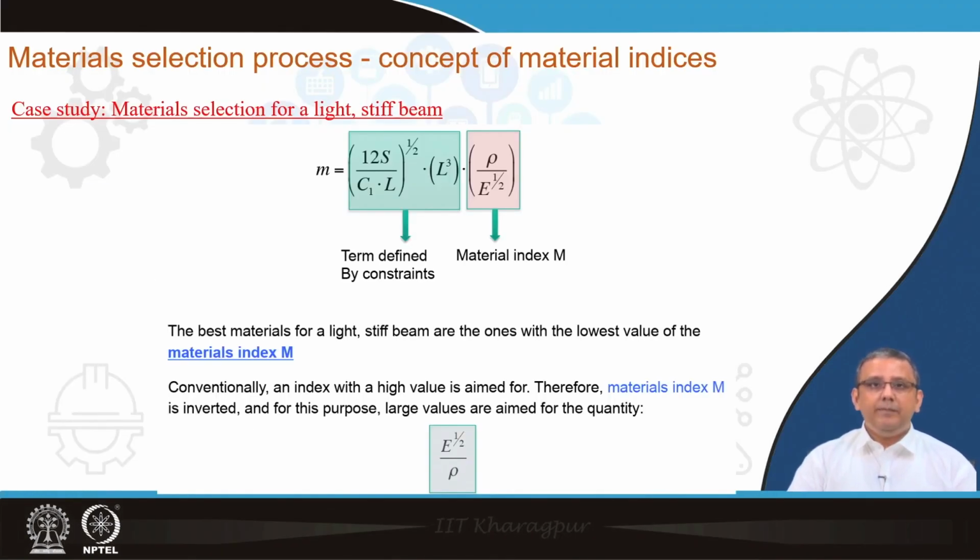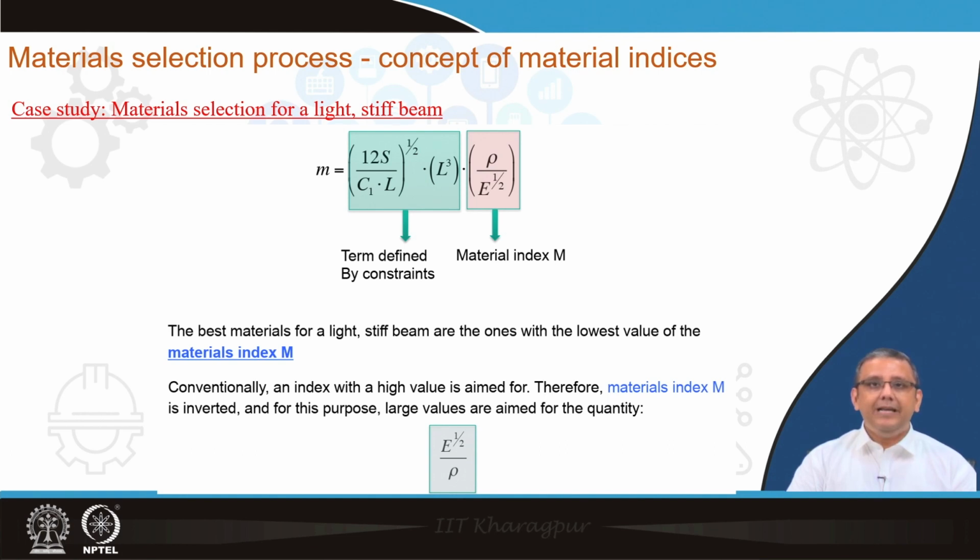So, this is the follow up from the last lecture, where we saw that to minimize the mass of the light stiff beam, we obtained this expression for the mass of the beam, small m, where the parentheses shown in green color are the terms already defined by the constraints of the design. That means S was the stiffness, L is the length of the beam, and C1 is a constant.